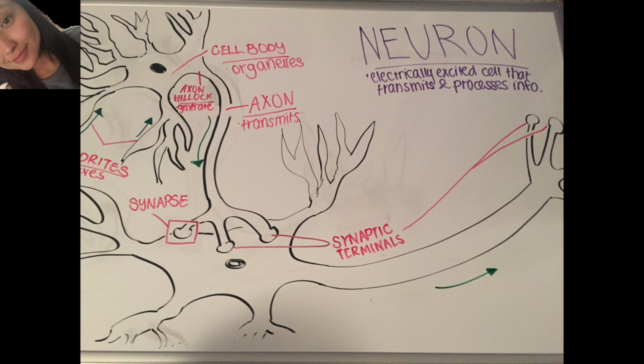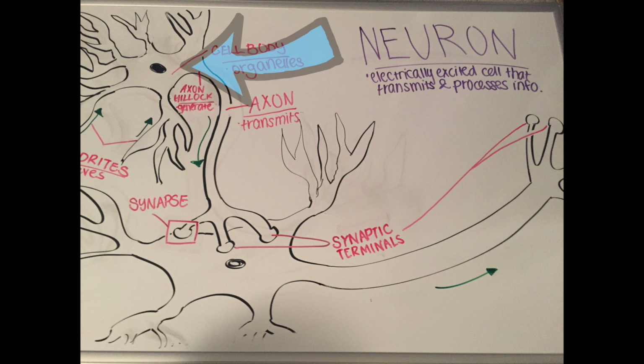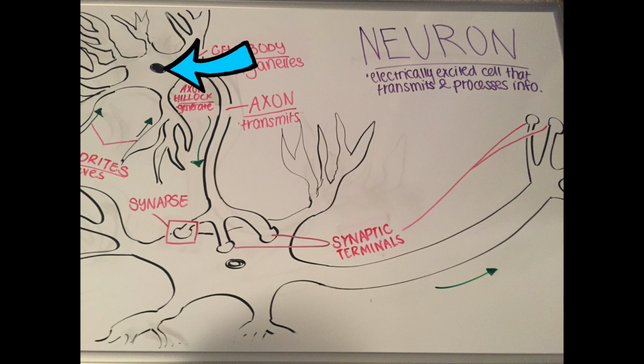Shown here is a neuron. A neuron is an electrically excited cell that transmits and processes information. The diagram shown here is the anatomy of a neuron. First things first is the cell body, which contains all the organelles of a neuron. The black dot here represents the nucleus.